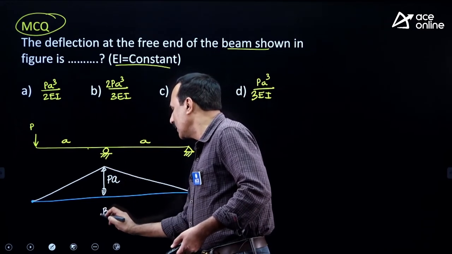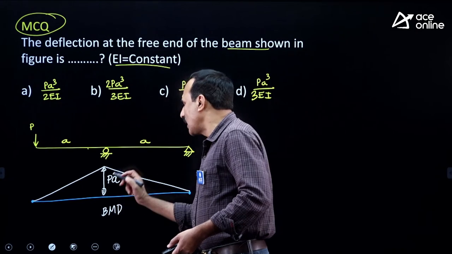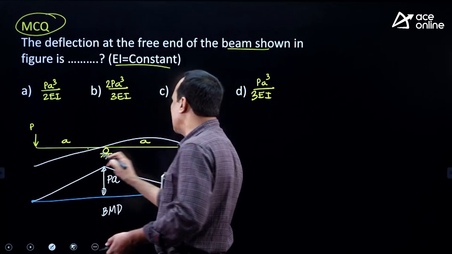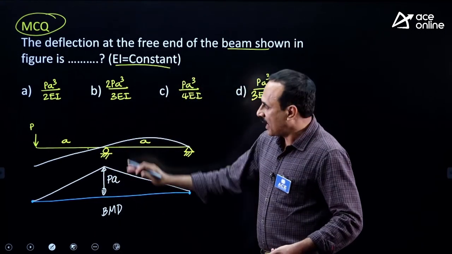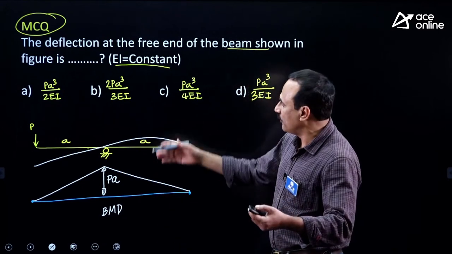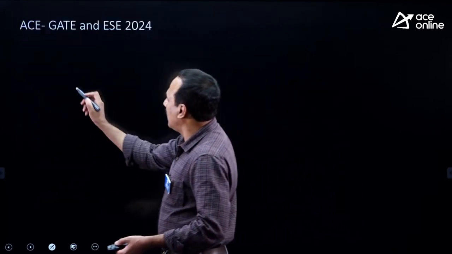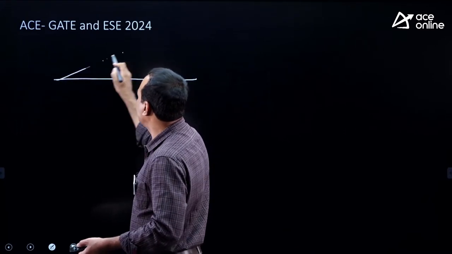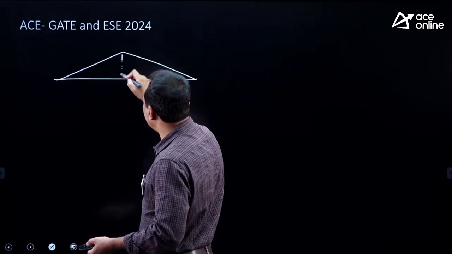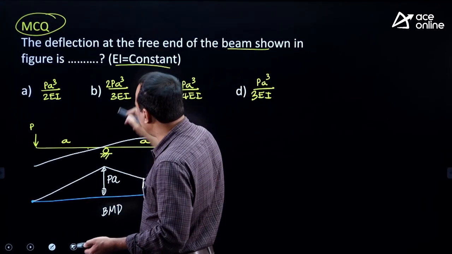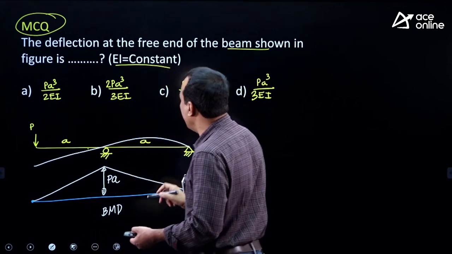This is our BMD. Even if you draw the elastic curve, the beam deflects down like this, it is hogging everywhere. Hogging means tension on the top. Now this is our BMD. I go for the conjugate beam. So this is the BMD. Make this ordinate an M by EI diagram, divide by EI. So this is P into A by EI.